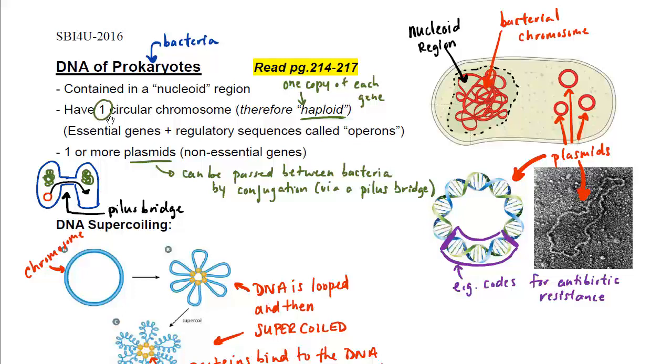Okay, in addition to their one circular chromosome in the nucleoid region, they also have these little plasmids. Now, plasmids are extra little pieces of information. They're non-essential, so it's not what makes a bacterium a bacterium.